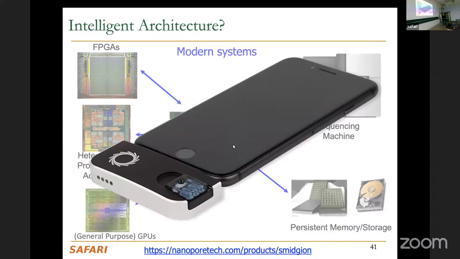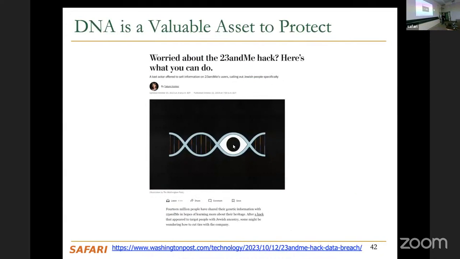Or you might even want to use a mobile device, and this is essentially a sequencer that you can attach to a mobile device. That's relatively different, right? You want to do this analysis in an energy efficient way, in a faster way. So what are the goals and what are the possible architectures to build such an important application is what makes the intelligent architecture metric so important.